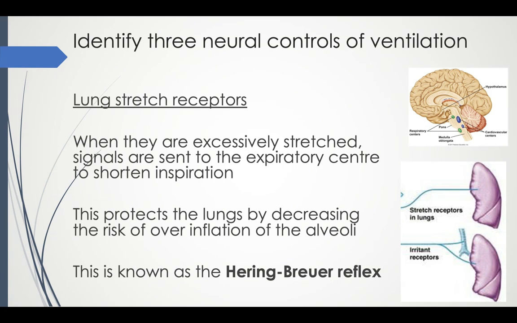Finally, the lung stretch receptors. Now if you think about your lungs as like a balloon, every time we breathe in, they inflate. Now, we don't want to overinflate our lungs, just like we don't want to blow up a balloon too much because it can become damaged. So these stretch receptors, when the lungs are excessively stretched, send a signal to the brain, and that shortens inspiration. This helps protect the lungs, to stop them becoming overinflated. Now, this is known as the Hering-Breuer reflex. Now, the good news is you don't need to remember that name, but just a bit of additional information for you.